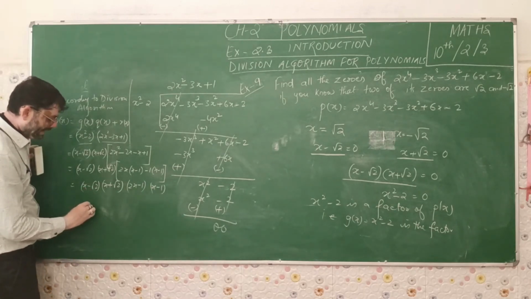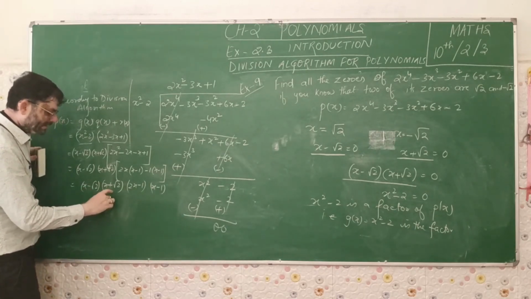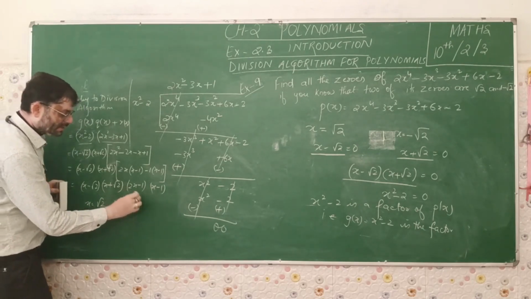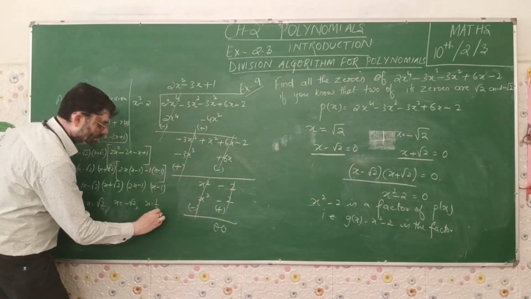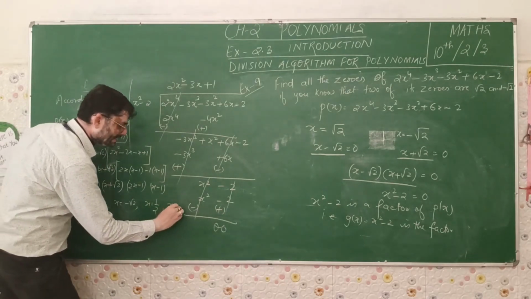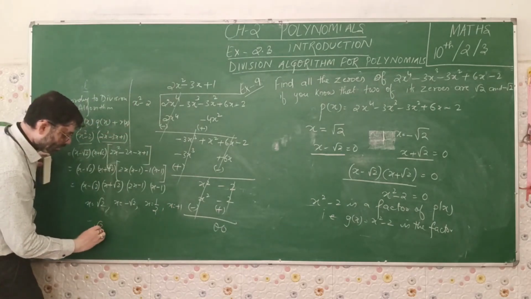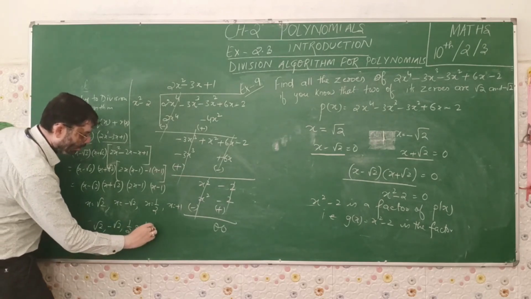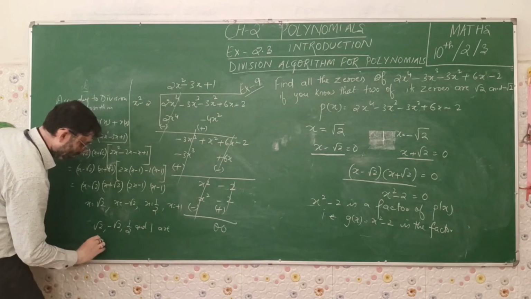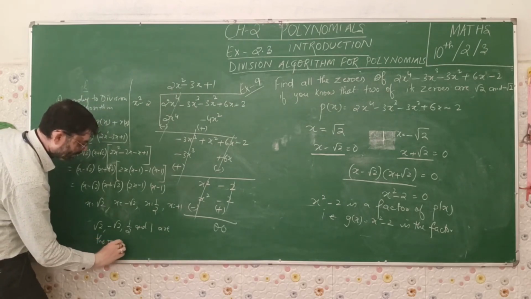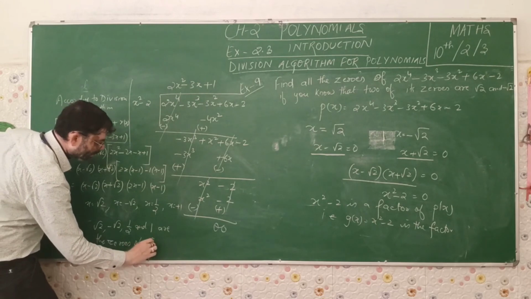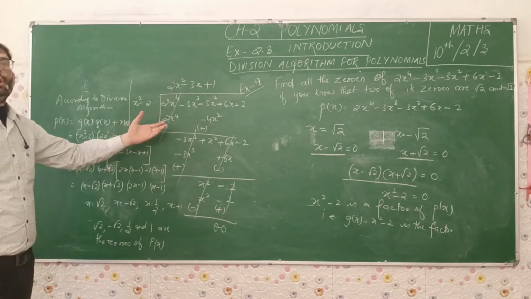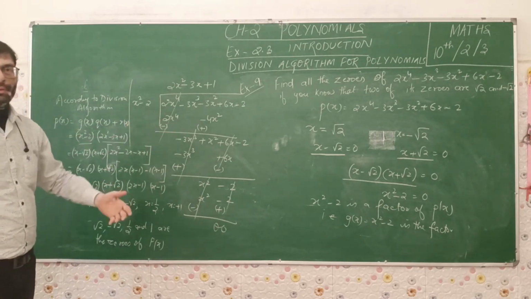If this is 0, we get x is equal to root 2. If this is 0, we get x is equal to minus root 2. If this is equal to 0, we get x is equal to 1 by 2. And if this is equal to 0, we get x is equal to plus 1. That means root 2, minus root 2, 1 by 2, and 1 are the zeros of the given polynomial P of x. Hence, we have got all the 4 zeros of the polynomial P of x.